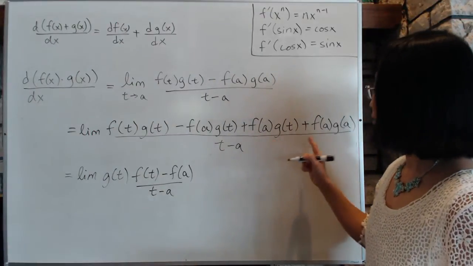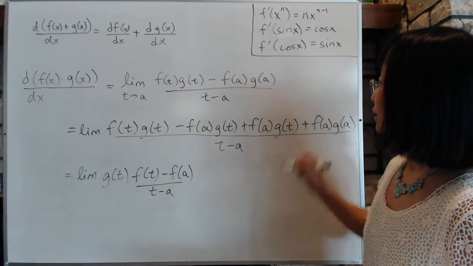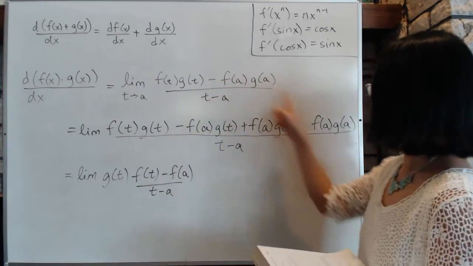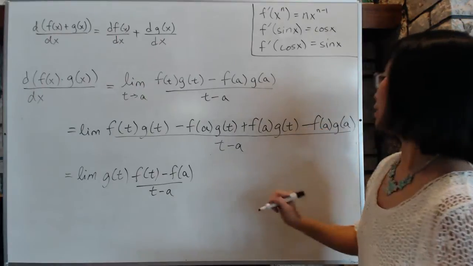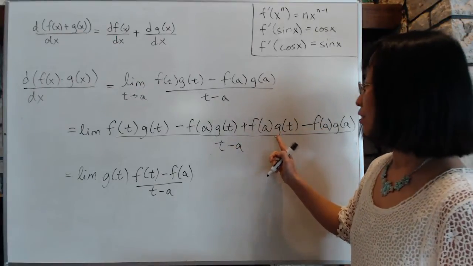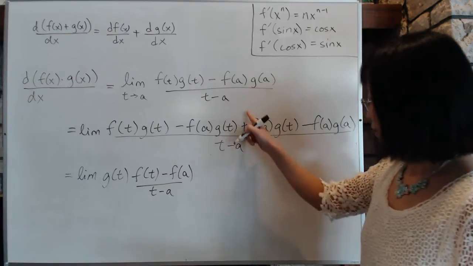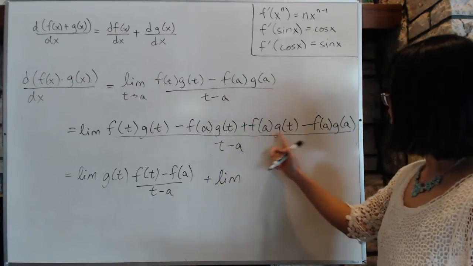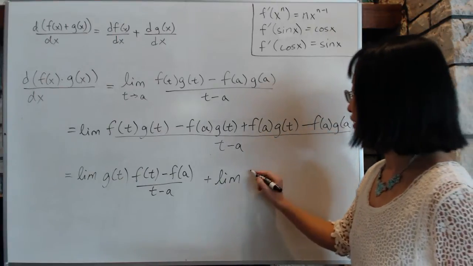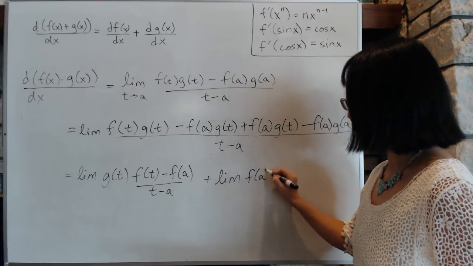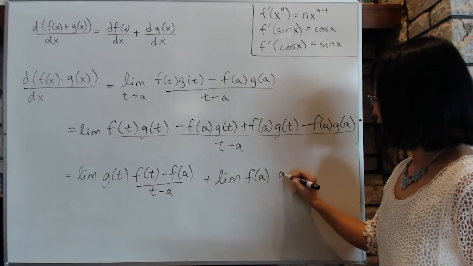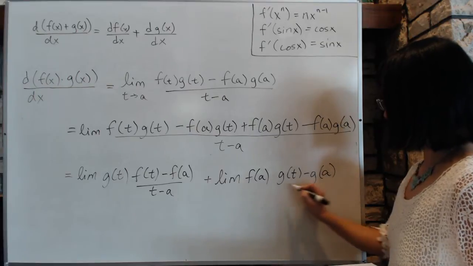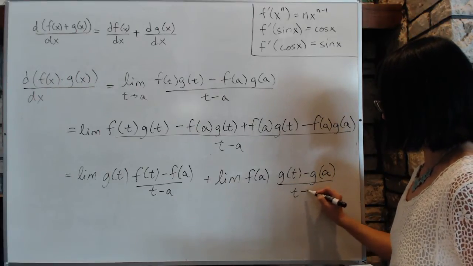And then splitting this into two chunks. Actually, this should be a minus. Why do I have a plus here? I think this should be a minus right here. Anyway, the next part, because it's a fraction, we'll split it into two fractions. And the last two chunks have f(a) as the common factor, so we'll factor it out. What's left is g(t) minus g(a) divided by t minus a.